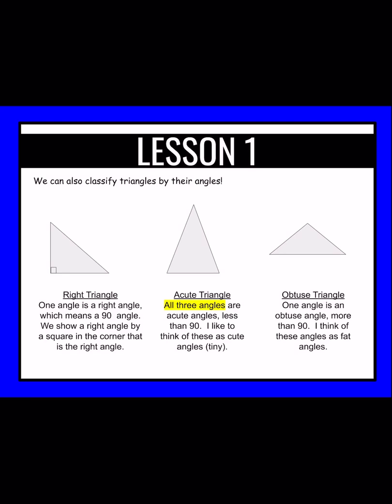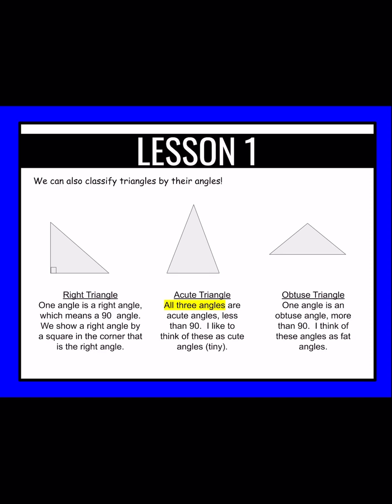Now, if we look at the next one, that is called an acute triangle. This is where all three angles are acute angles, which means they are less than 90 degrees. I have highlighted all three angles because this is the one that everybody has to agree that they're smaller than 90. They don't have to be the same angle, but they have to be smaller than 90. I like to think of these as acute angles, which means to me they are tiny angles. So our acute triangle is cute. They are tiny. All angles must be less than 90 degrees.